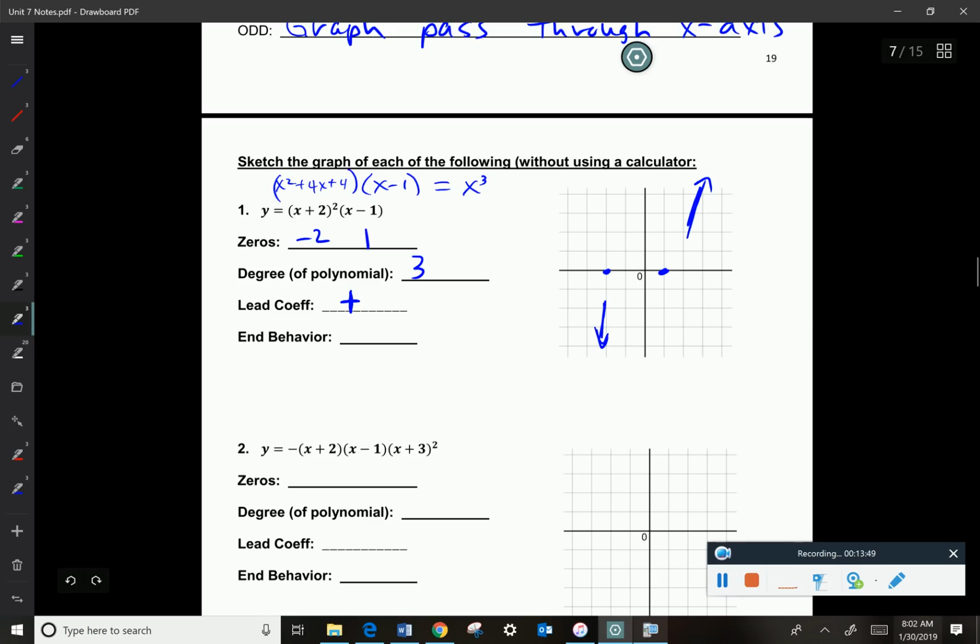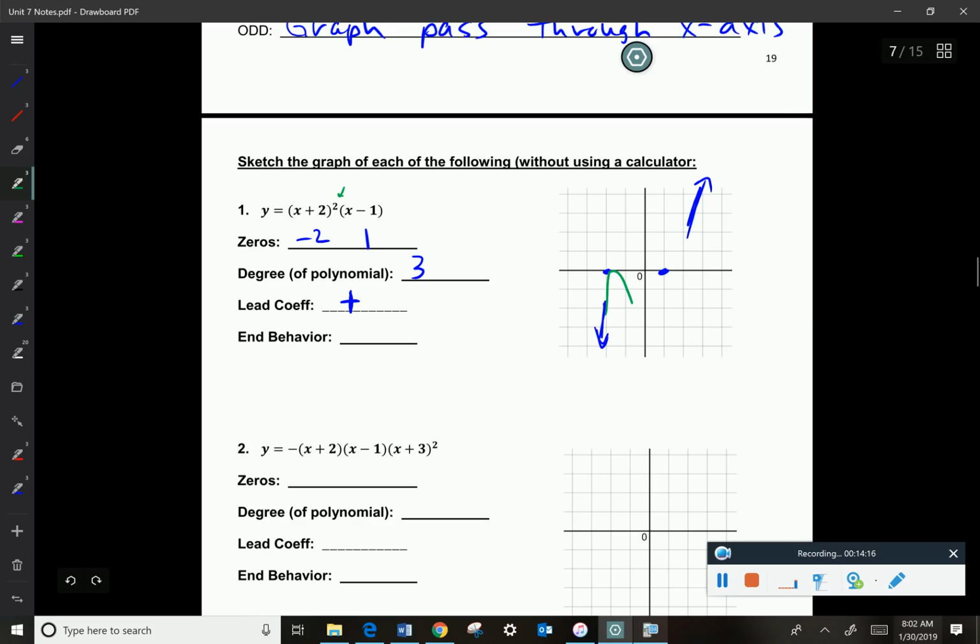Okay, so now let's put that together with the multiplicity. So remember my factored form. At x minus 1, that's this 0 over here. At x plus 2, that's this 0 right here. Well, x plus 2 has an even multiplicity. Do you see that right there? The even multiplicity. So that means at that 0, it's going to come up and it's just going to bounce off. It's not going to actually pass through.